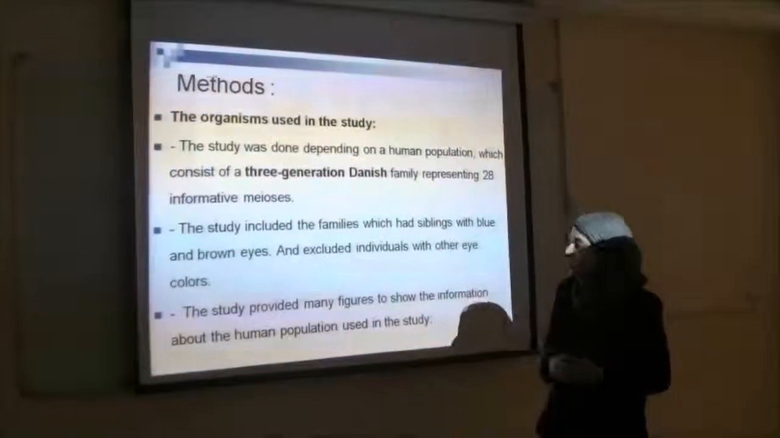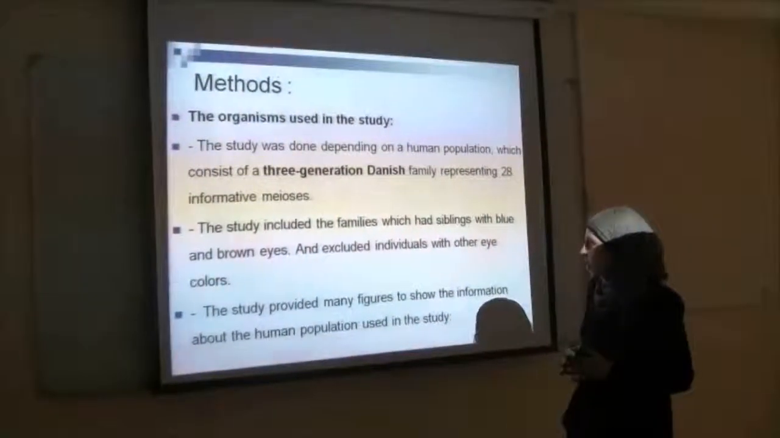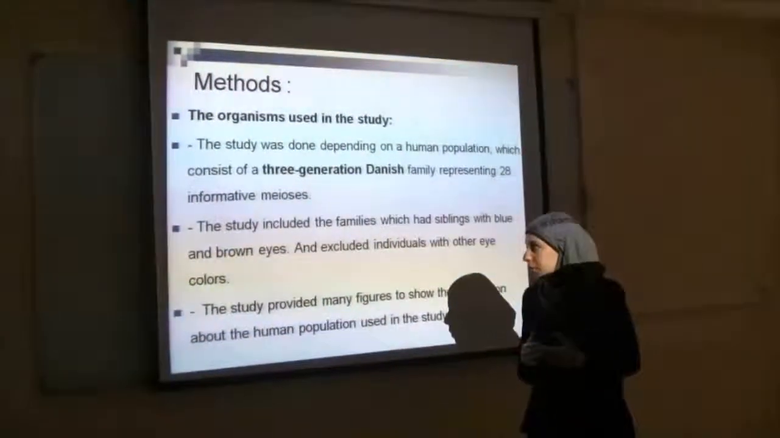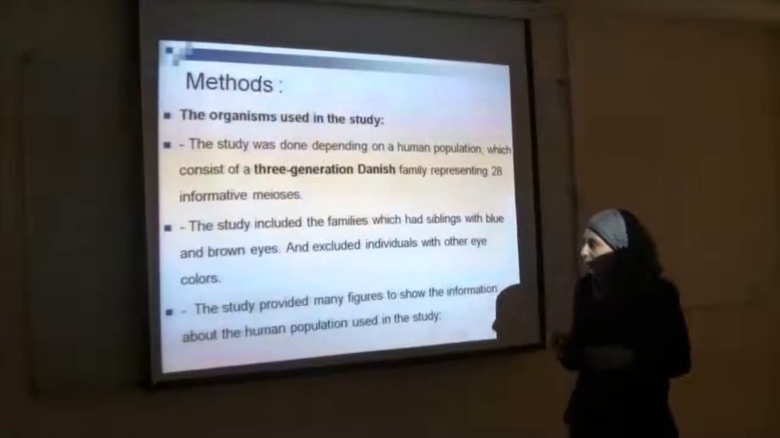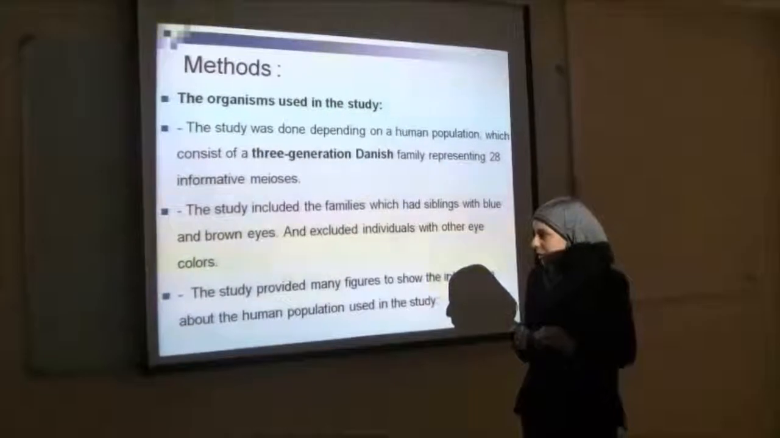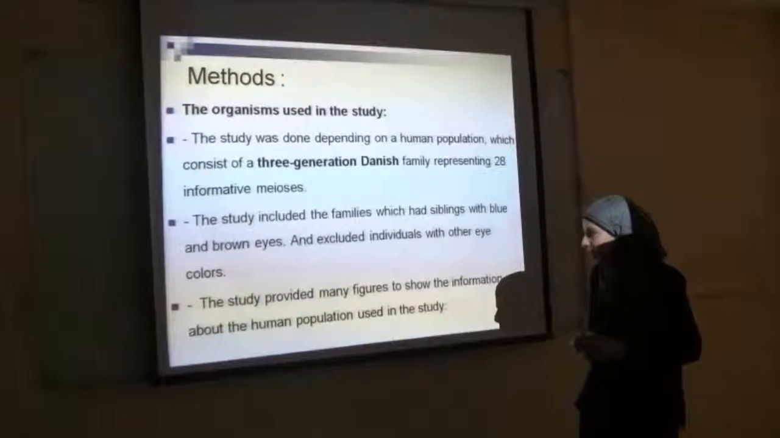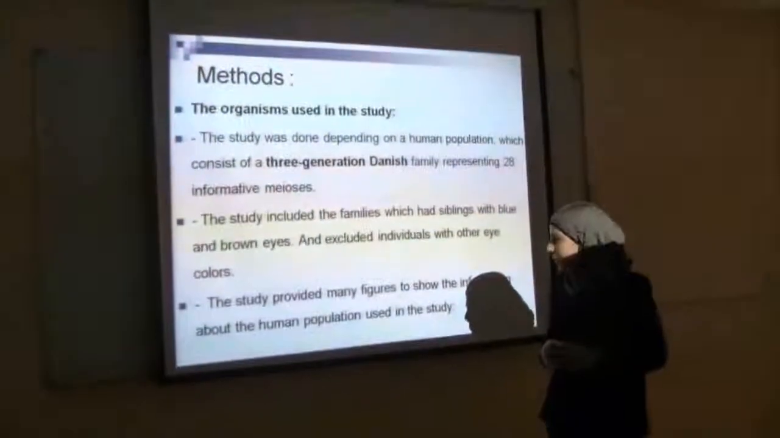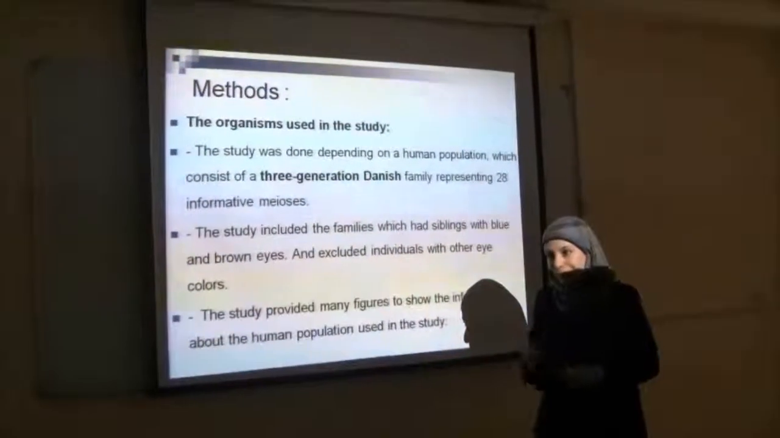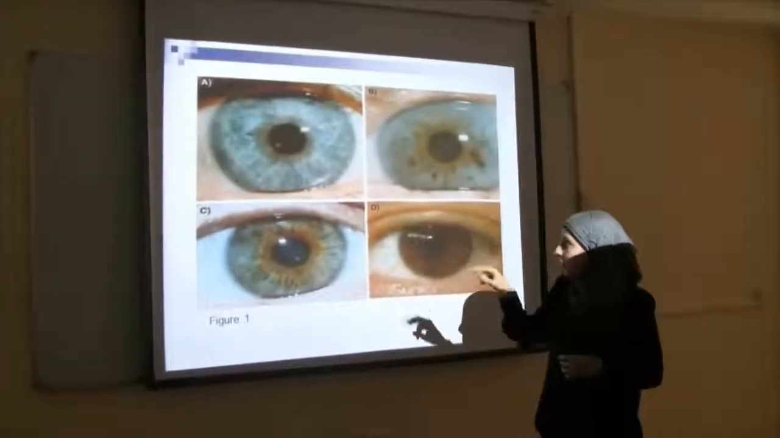The organisms used in the study are mostly human, consisting of a 3-generation Danish family that was selected according to their eye color. The study selected individuals who have only brown and blue eye colors, and excluded the other eye colors. The study provided many figures, and there is one main figure that shows the phenotypes of the eye color. And this is the main figure. It consists of 4 subfigures.